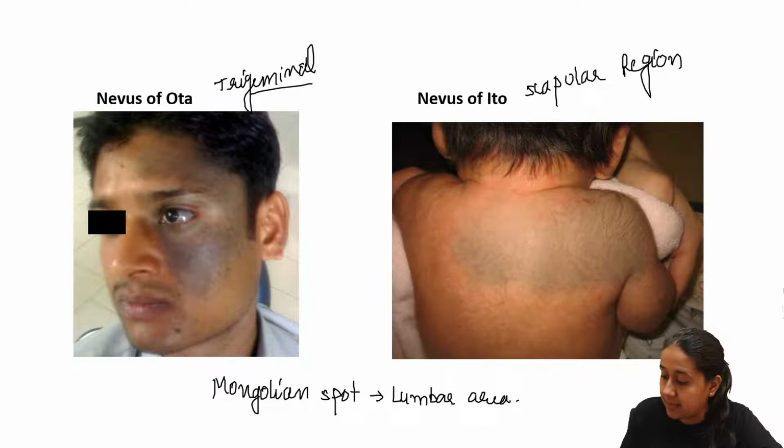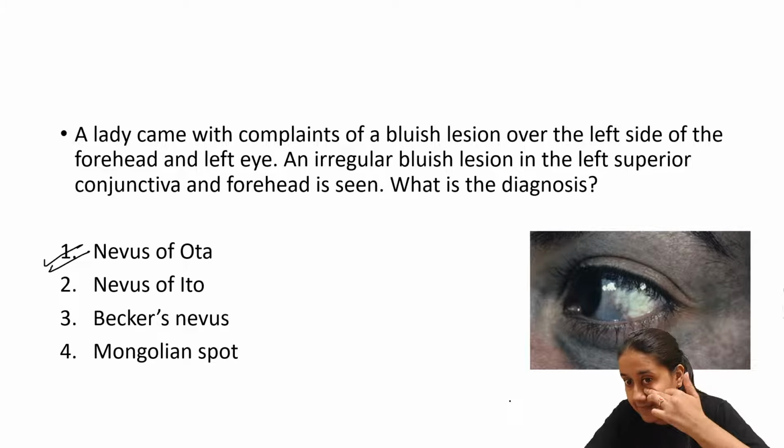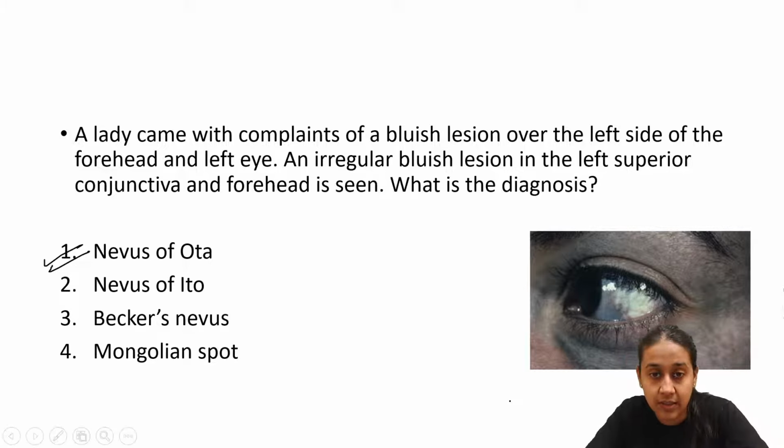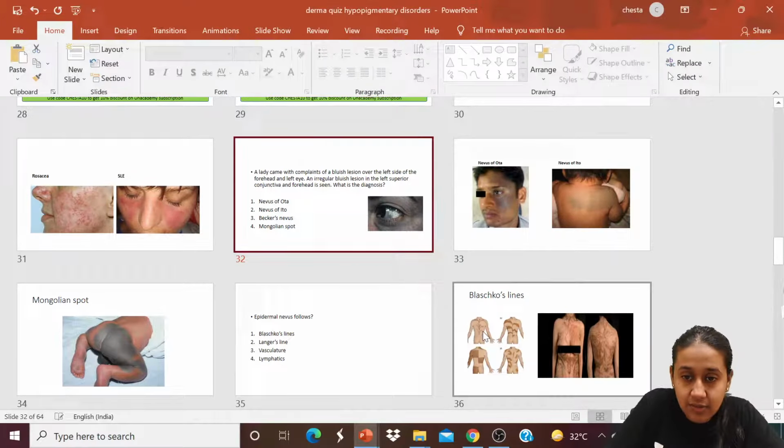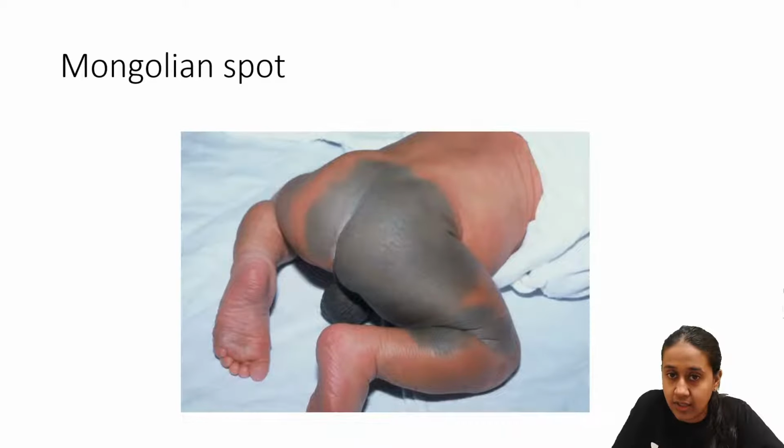Okay, should we go to the next question? Any confusion? Anyone has any confusion with this particular one? Fine. Now let's discuss another question. Achha, we have one more image for Mongolian spot also.